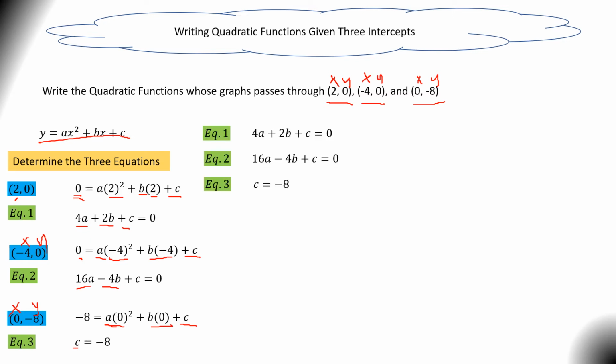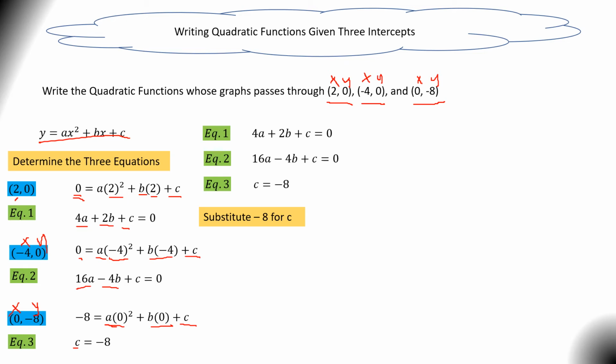So, mayroon na tayong equation number 1, equation 2, equation 3. Equation 1, 4a plus 2b plus c equal to 0. Equation 2, 16a minus 4b plus c equal to 0. Equation 3, c is equal to negative 8. Then, substitute negative 8 for c. So, papalitan lang natin yung value ng c.